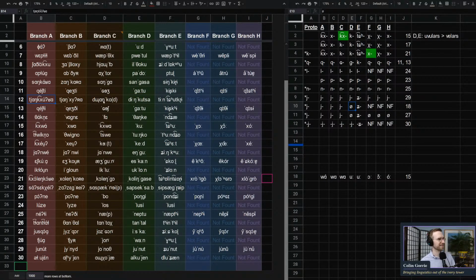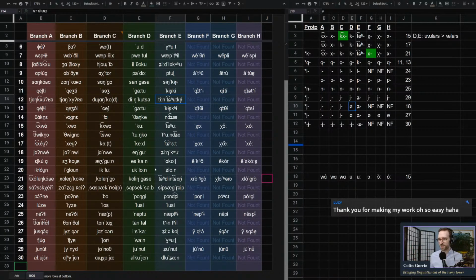Okay, let's look at this cluster. One thing we have to do, or at least I have to do, is resist the temptation of looking at branch A just because it's on the left as the standard of comparison. In principle, we don't know what is going to be what. So I'm looking at number 12 here.